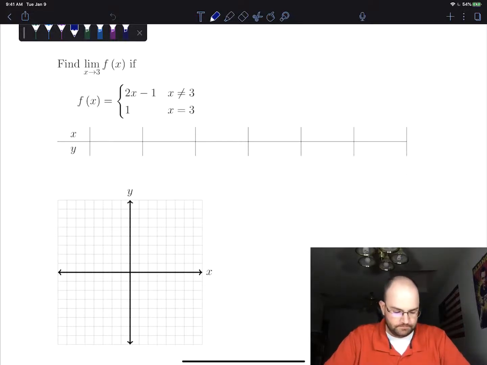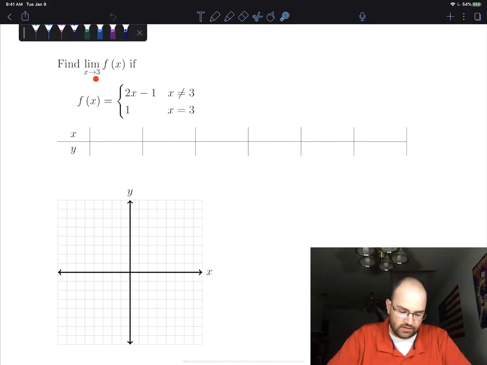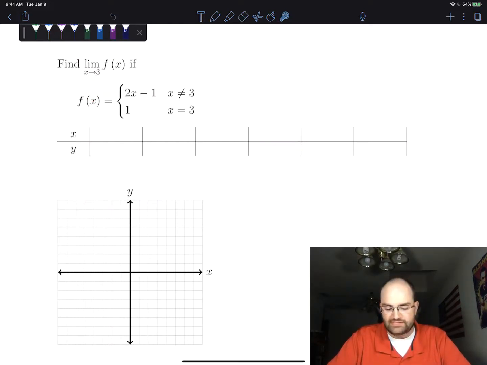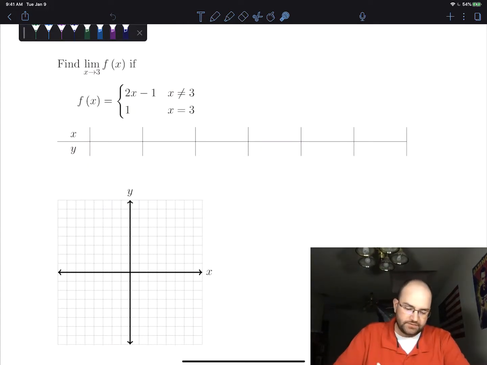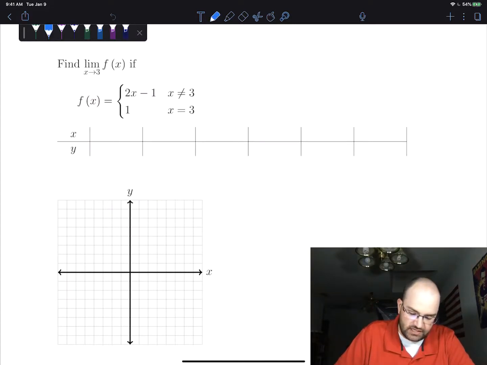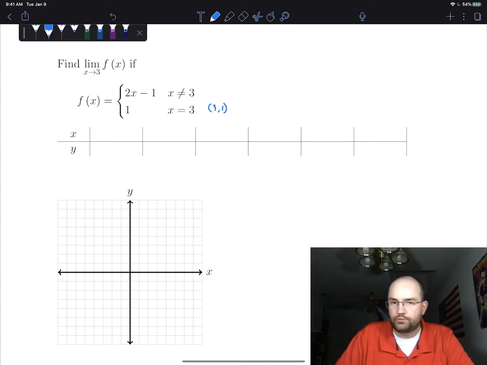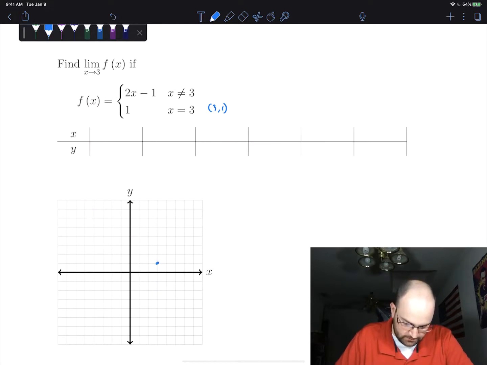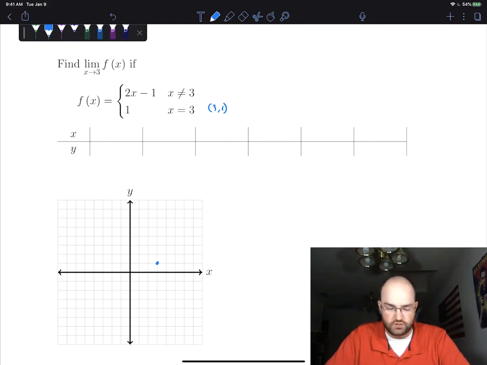Hello. In this video, we want to find the limit as x approaches 3 of the function f of x, if f of x is equal to the piecewise defined function 2x minus 1, given that x is not equal to 3, and 1 when x is equal to 3. Now, first of all, this last one should just tell us that the coordinate will be (3, 1). So go right 3, up 1, and put a coordinate. So that's part of the function.